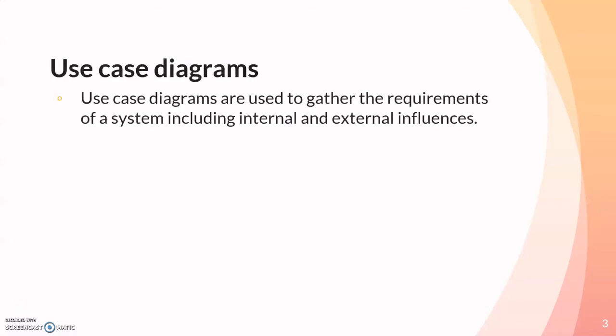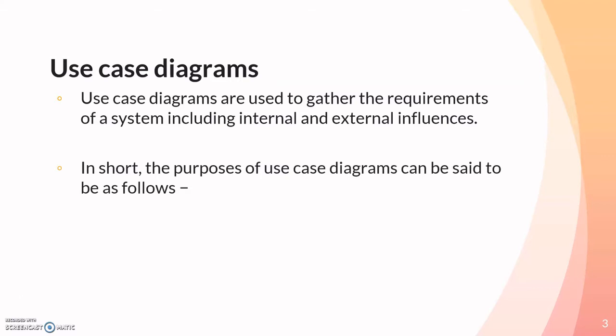Use case diagrams are used to gather the requirements of a system, including internal and external influences. These requirements are mostly design requirements. When a system is analyzed to gather its functionalities, use cases are prepared and actors are identified. When the initial task is complete, use case diagrams are modeled to present the outside view.